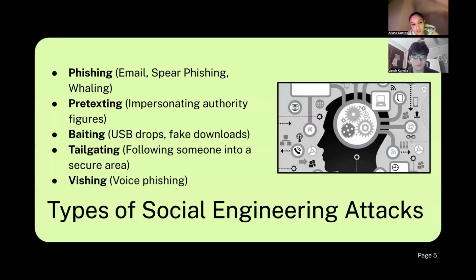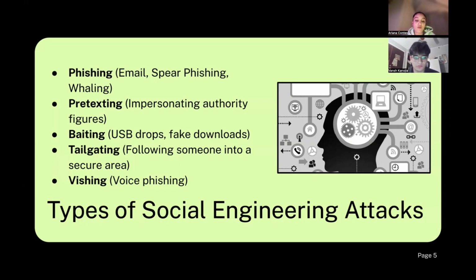So, types of social engineering attacks. We have phishing, pretexting, baiting, tailgating, and vishing. Phishing is sending a fraudulent email that appears legitimate to trick recipients into clicking malicious links or providing credentials. Pretexting is creating a fabricated scenario where the attackers impersonate someone in authority, such as an IT professional or CEO.